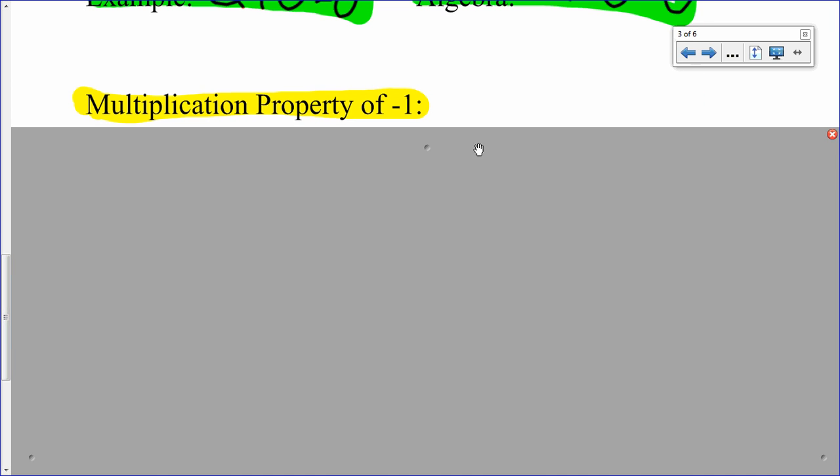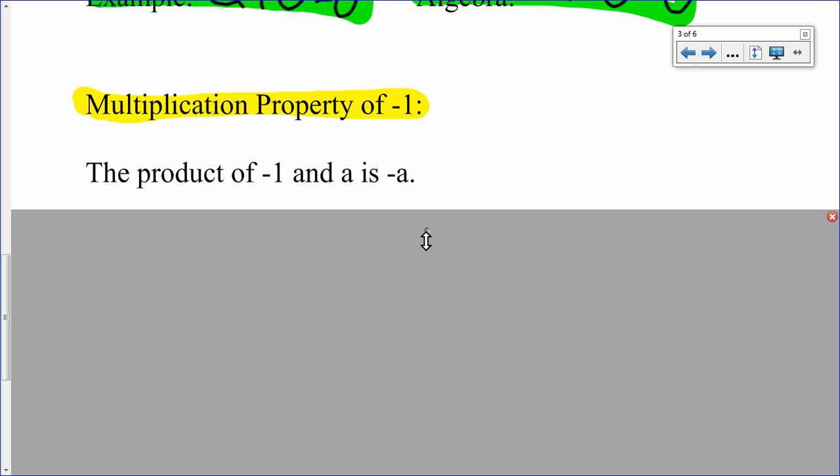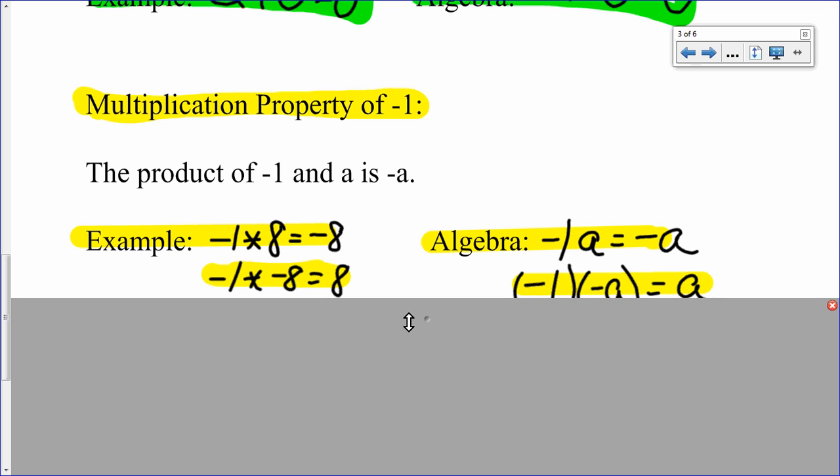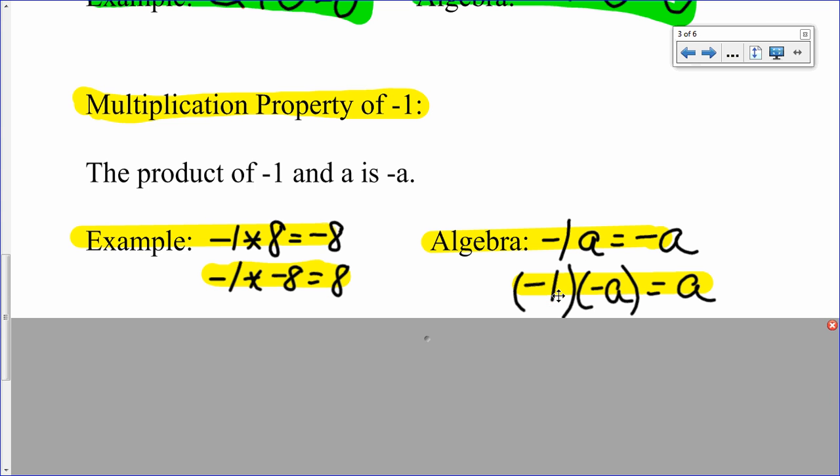And this one becomes pretty important in algebra. It's called the multiplication property of -1. And it says the product of -1 and A is -A. Or you may want to think about this as being the opposite of A. So if we have -1 times 8, our answer is -8. -1 times -8, our answer is 8. In this case, or algebraically, we have -1 times A is -A. And we also have -1 times -A is going to give us a positive A, or the opposite of -A.